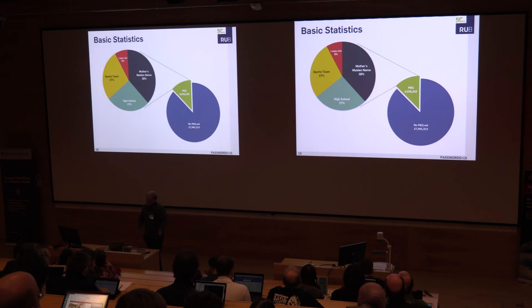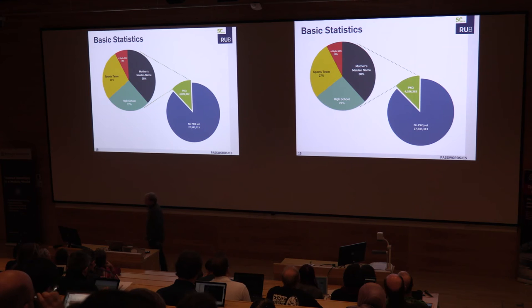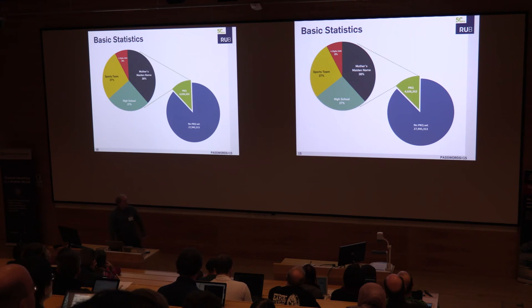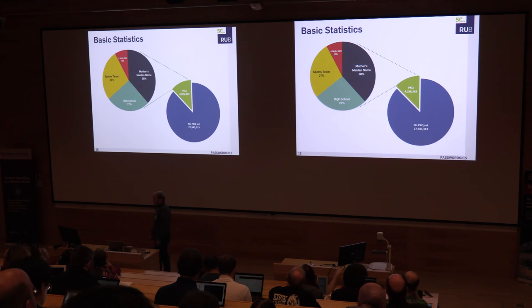If we want to have some basic statistics, then our MM table contained 32 million entries. However, only 4 million users had personal knowledge questions set. The reason for this, I don't know. Maybe it wasn't mandatory to answer or to provide those answers for the questions. If we have a look at the distribution of the answers, then the mother's maiden name question was the most prominent one. And this, as I already mentioned, four-digit social security number was not used a lot of the times.